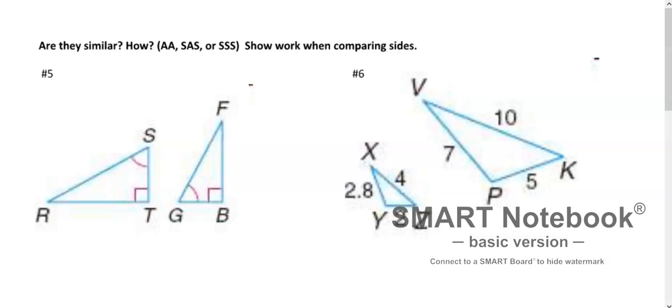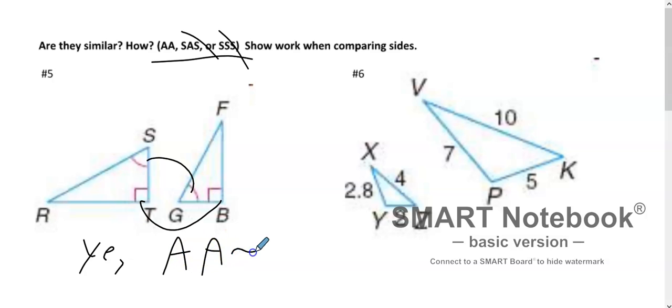Okay, are they similar? Remember, we only have 3 rules here. Now, number 5, notice there are no sides marked. That pretty much rules out both of those. So all we have to prove is, does it have 2 angles that are matching up? Well, those 2 do, and those 2 do. So the answer is yes, by AA similarity.